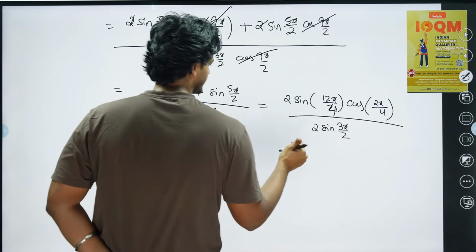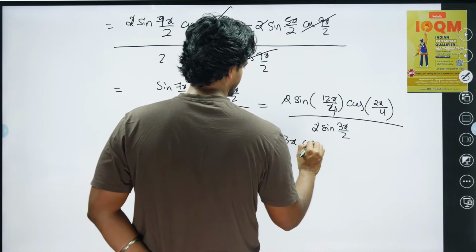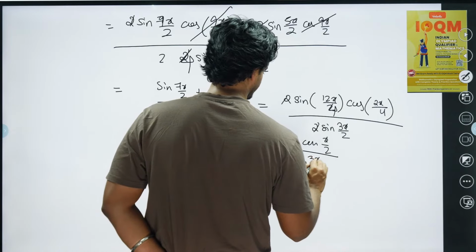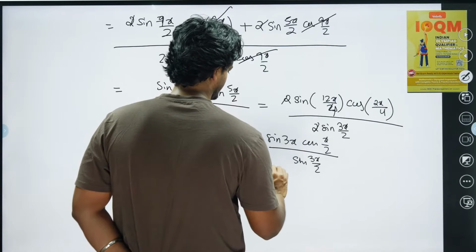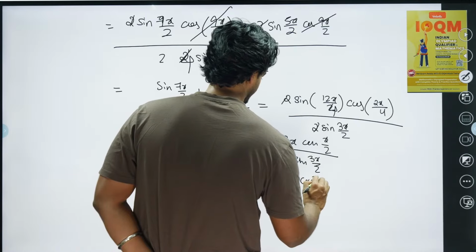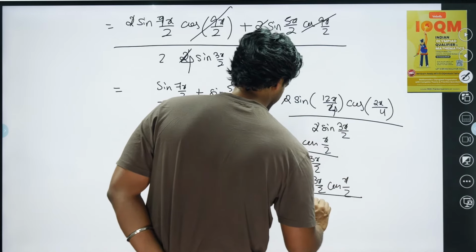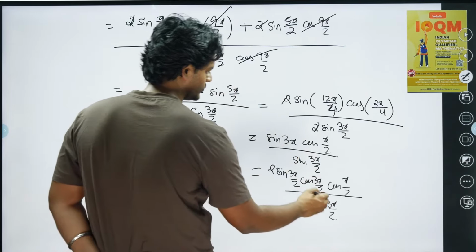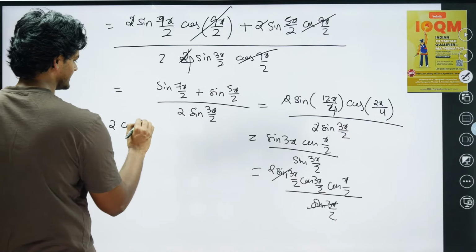So this is sin 3x cos x by 2 by sin 3x by 2. This is 2 sin 3x by 2 cos 3x by 2 cos x by 2 by sin 3x by 2. I'm using the sin 2A formula. So finally I have 2 cos 3x by 2.